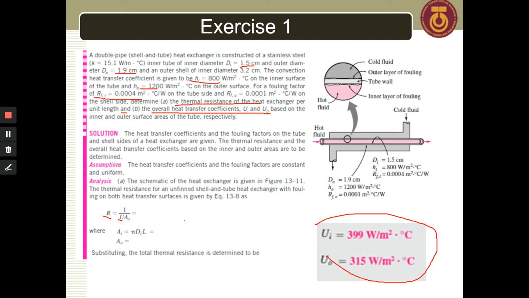Then at the end you can calculate the area for the tube, the inside area and also the outside area, A_i and A_o. Then using this relationship, you can calculate the overall coefficient for the inside and for the outside.